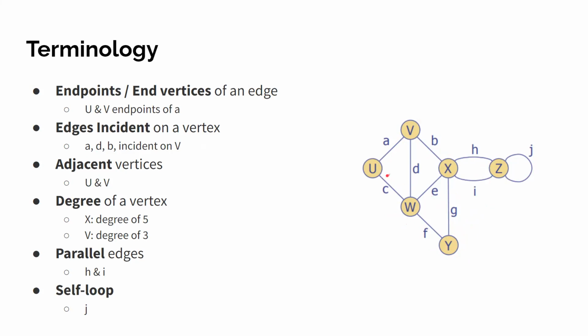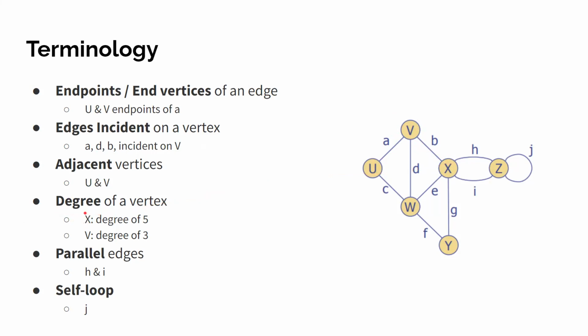Adjacent vertices are like U and V. It means there's only one edge connecting them, anything that's quote-unquote one edge away would be an adjacent vertex. So U and X would not be adjacent vertices, because although you can get to it through A and then B, there's no direct path towards it. On the other hand, V and X are adjacent because it only takes B to go across and get to it.